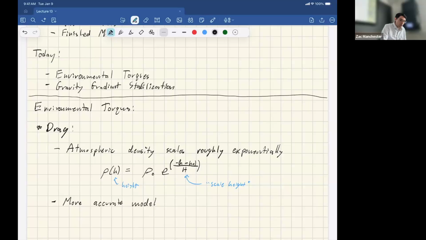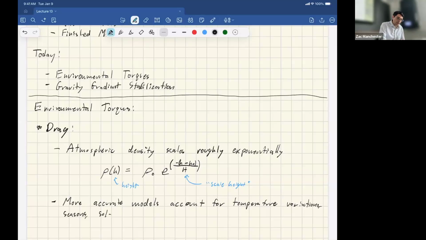So there are many atmosphere models. Has anyone heard of any of the standard atmosphere models that are used for orbit propagation? There's a few standard. Harris-Priestler is an old school one that shows up a lot in satellite dynamics stuff. There's a MISSI model. There's a few of these. But those things account for things like temperature variations, seasons, solar cycle, all kinds of things.